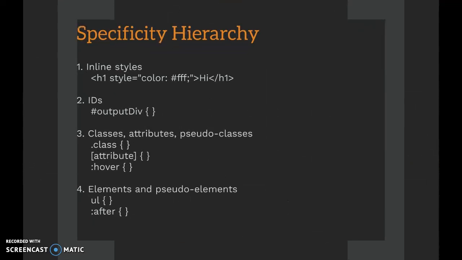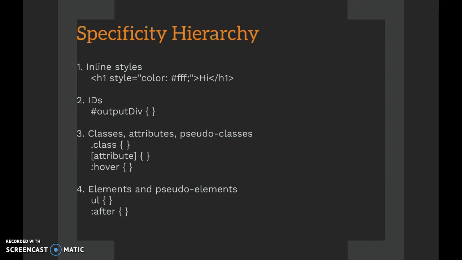Every selector has its place in the specificity hierarchy. There are 4 distinct categories which define the specificity level of a given selector. Inline styles are present in your HTML document. It's attached directly to the element that's being styled, such as here we have a heading 1 styled directly in the HTML. The second is an ID.